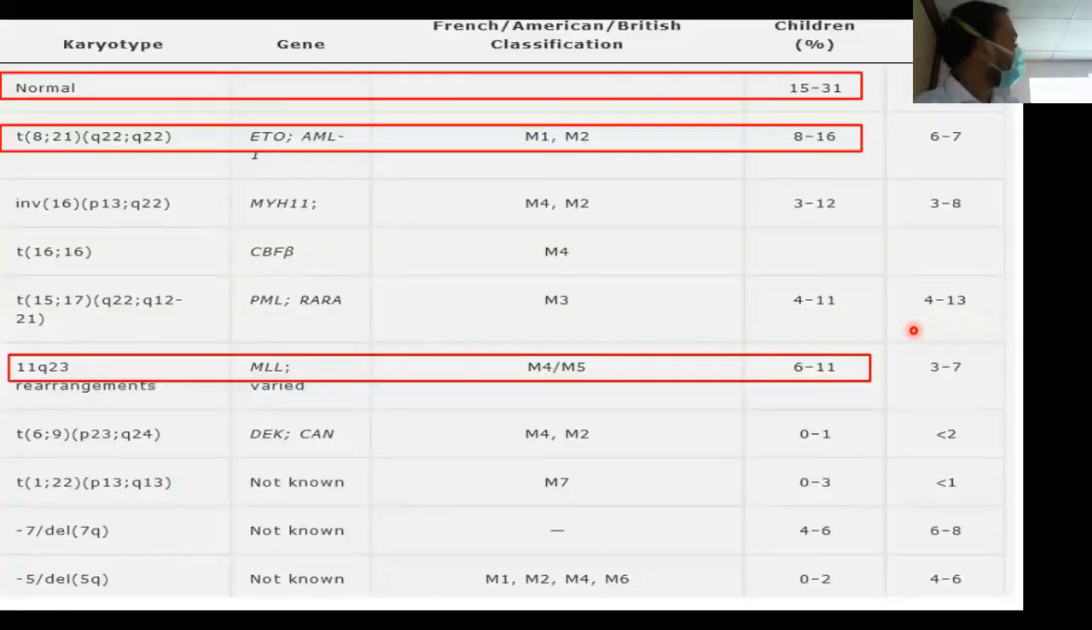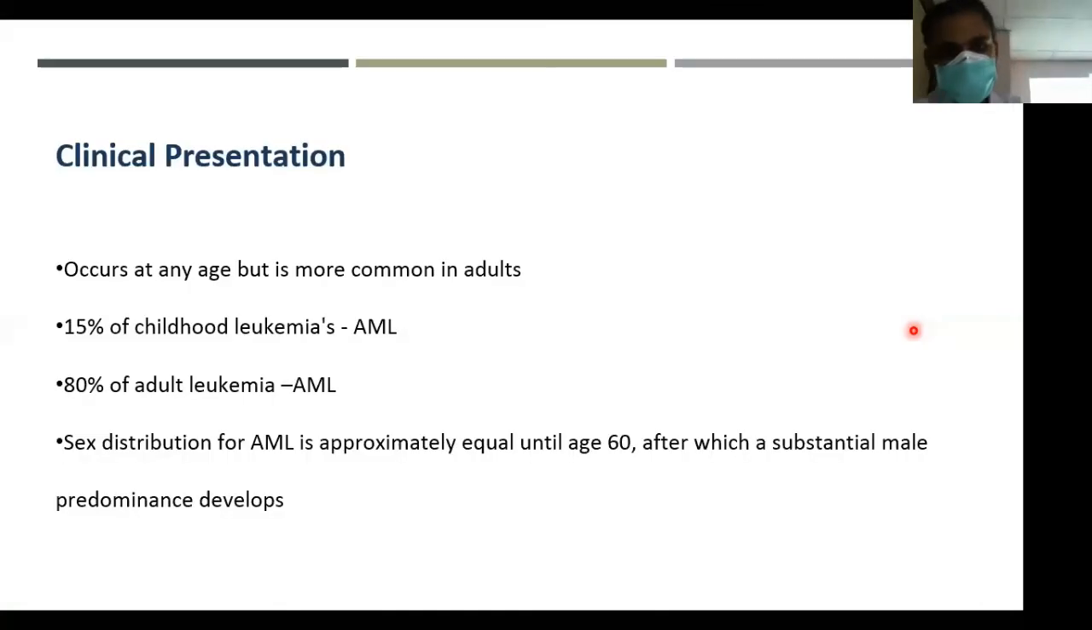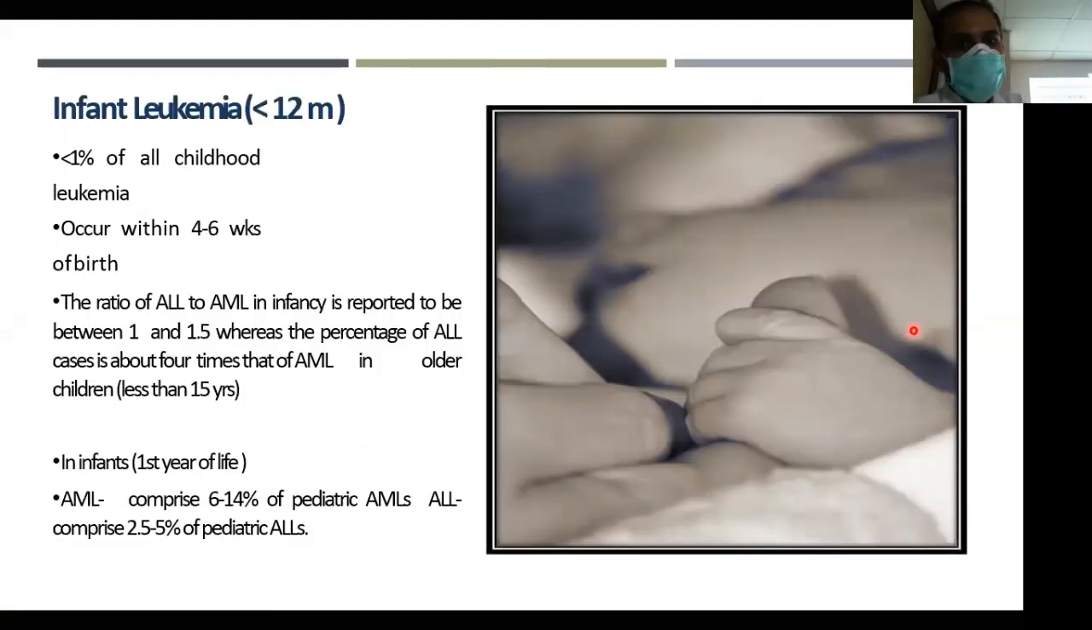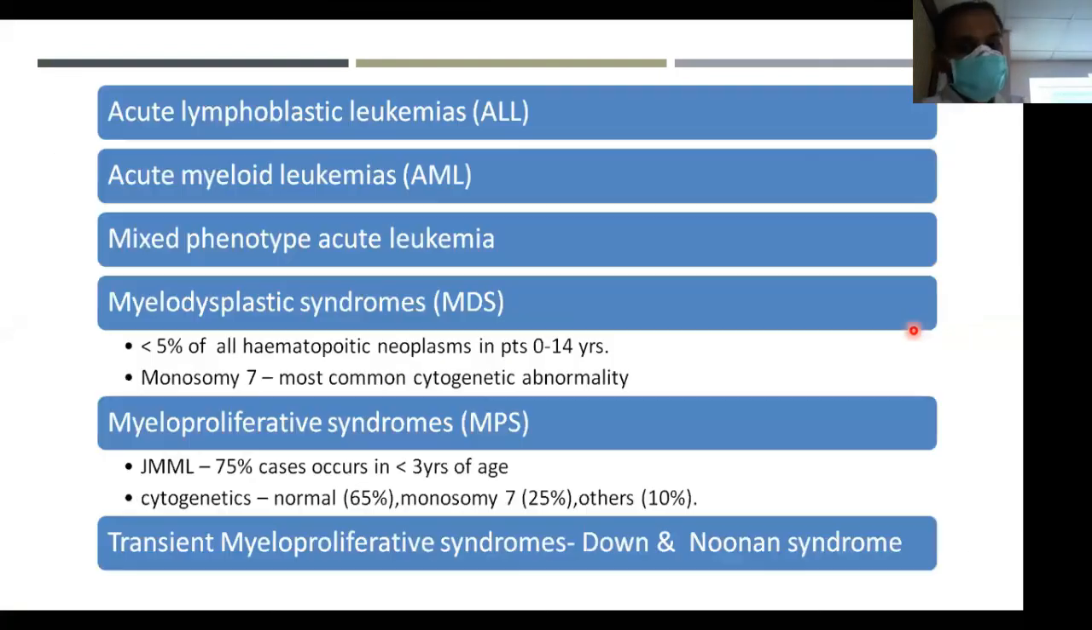In childhood versus adult, t(8;21), which is our case, is more common, 8 to 16%, and 11q MLL. Clinical presentation, as I said, has more tissue infiltration, gum hypertrophy, skin infiltration, etc. Infantile leukemia is basically less than 12 months. ALL 6 to 14, ALL 2.5 to 5. These are the various infant leukemias.